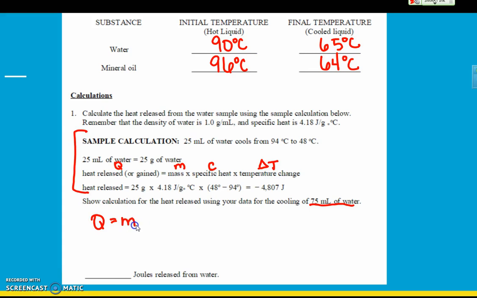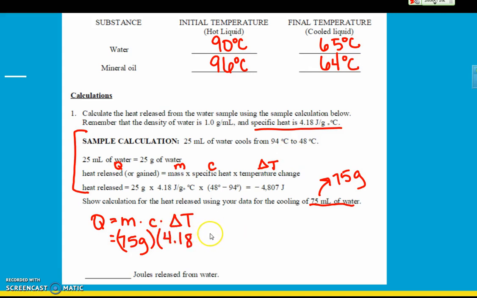We've got M and C and delta T. So the mass of the water, well, we know it was 75 milliliters. What we've learned about the density of water means it's also 75 grams. So we're going to plug in 75 grams for M. C is that specific heat capacity. It is given up here. It's 4.18 joules over grams degrees Celsius.